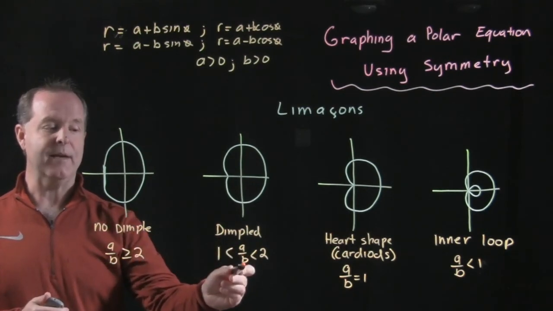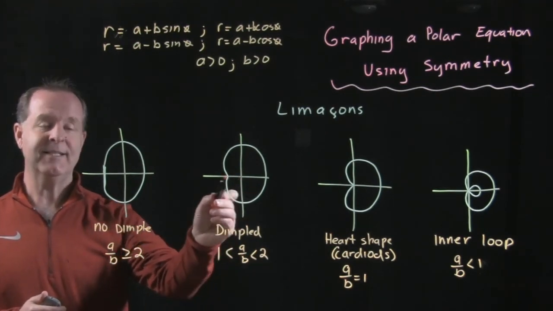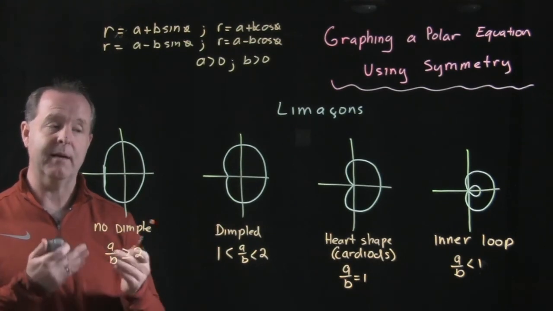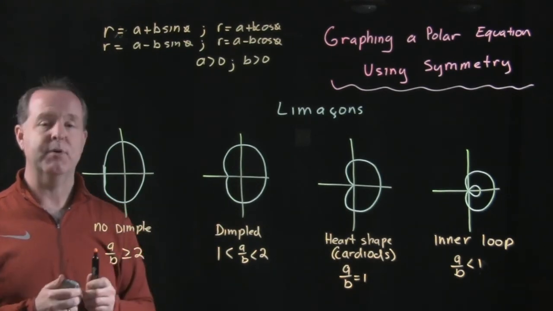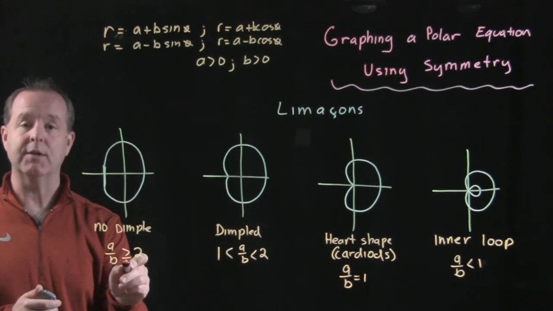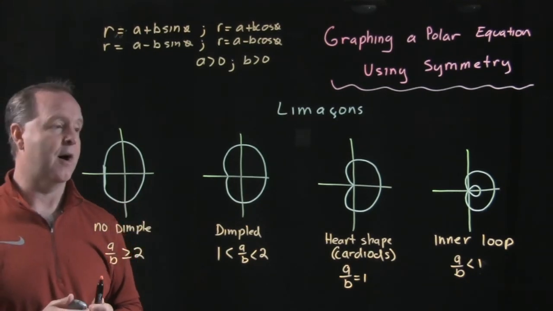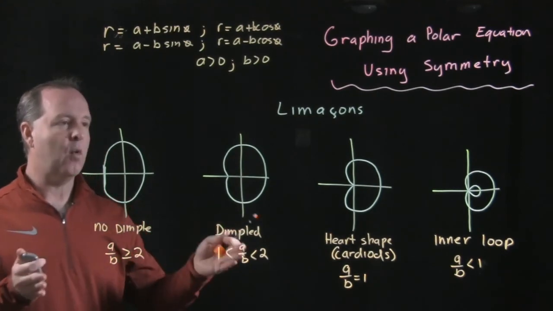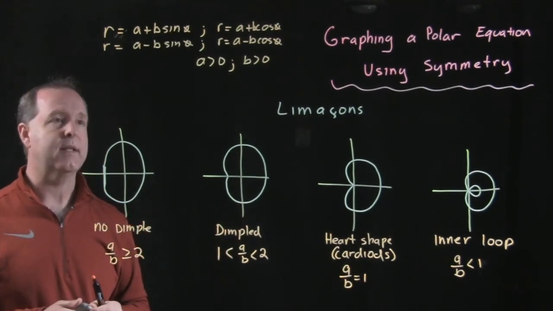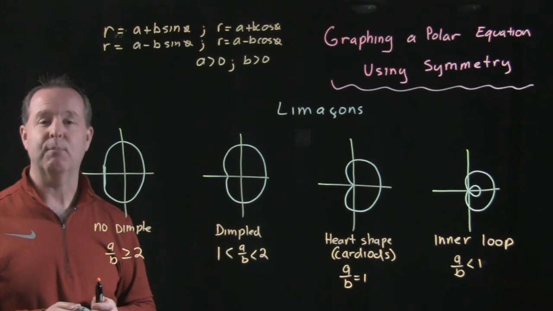If the ratio of a to b is between 1 and 2, this dimple starts to show itself and becomes what we call a dimpled Limacon. And then as it gets beyond 2 and so forth, that dimple starts to disappear and it starts to flatten off. So these are 4 different types of Limacons that will pop up as we look at some of these polar equations.